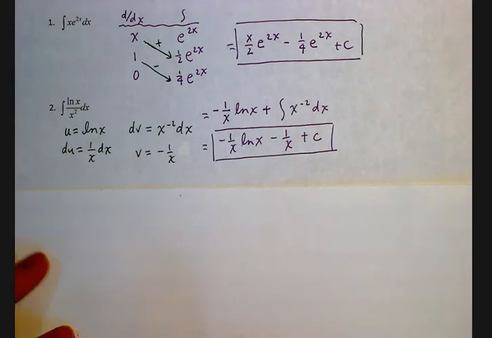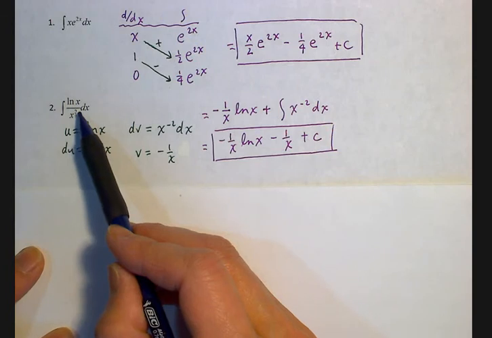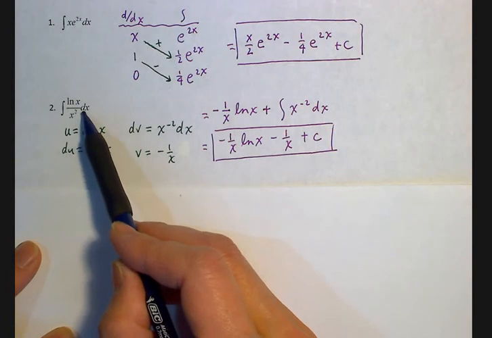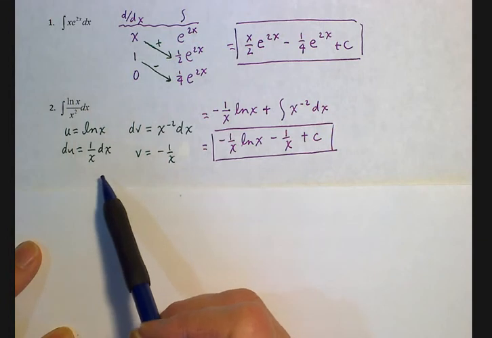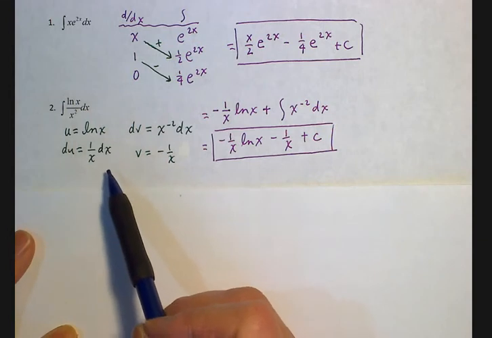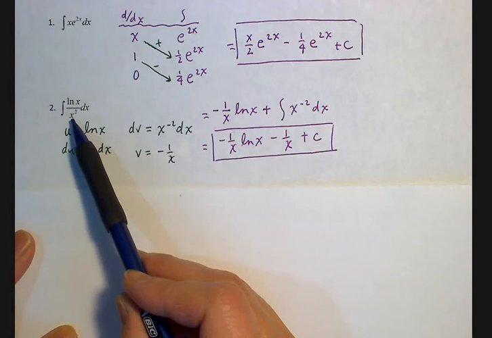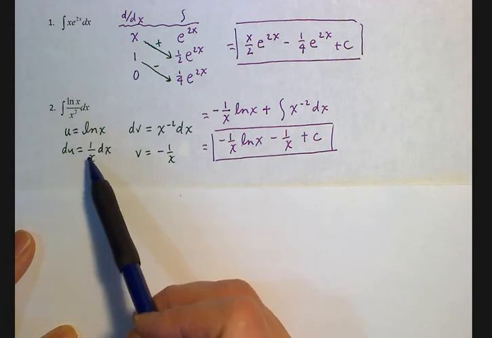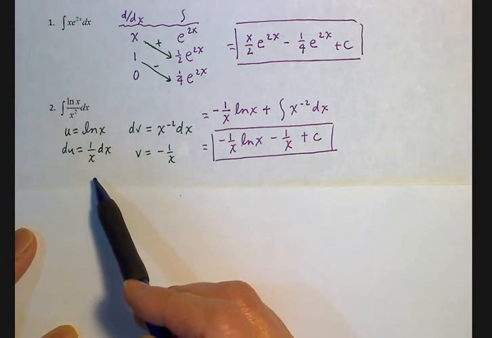The next example is the natural log of x divided by x squared dx. This one you are not able to use the tabular method, and the reason is that you would have to have a polynomial as the derivative, and you don't have a polynomial.